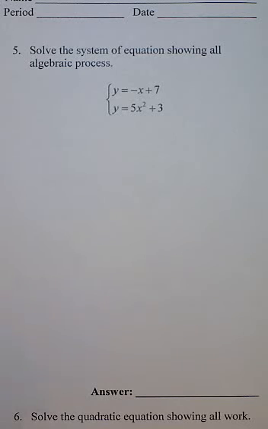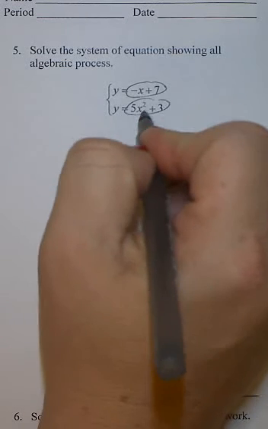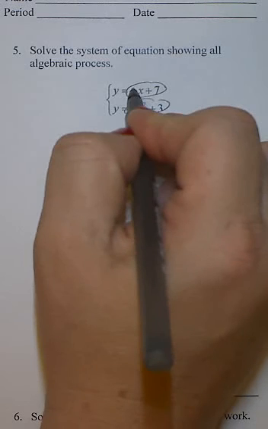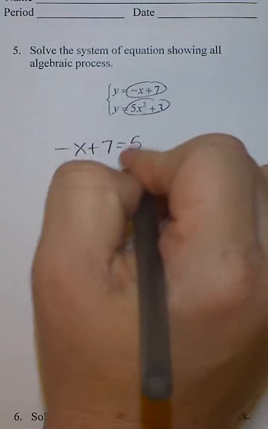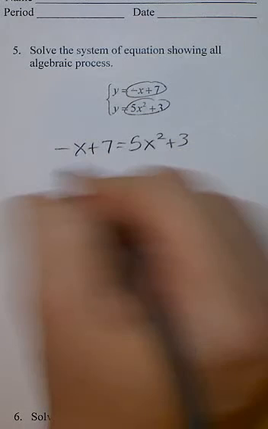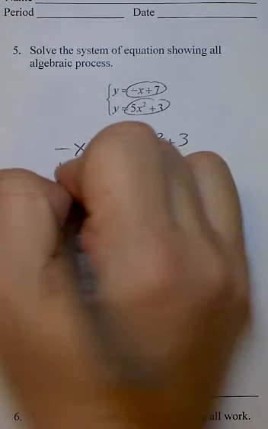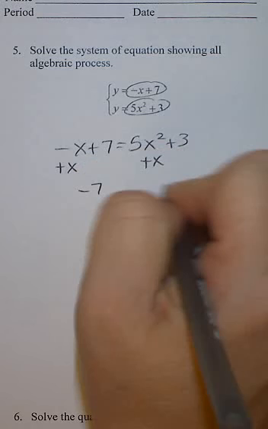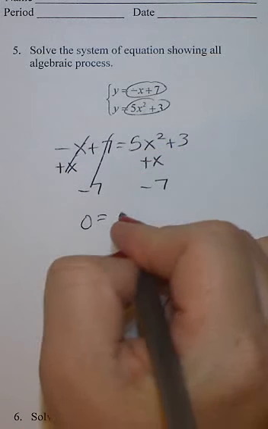Solve the system algebraically. So using substitution, I get to set these two equal to one another because it's y equals and y equals. And now I'm going to move everything to the left or the right. There's no wrong answer, but there's generally an easier method. I'm going to move everything to the right, so there's nothing left on the left-hand side. And now I'm going to combine like terms.